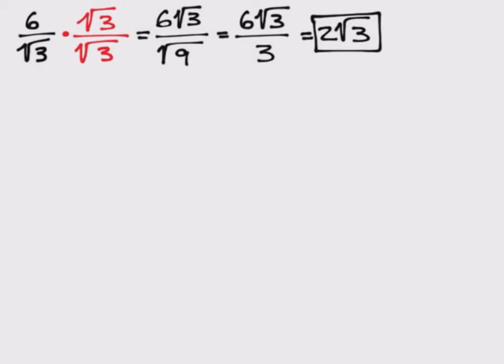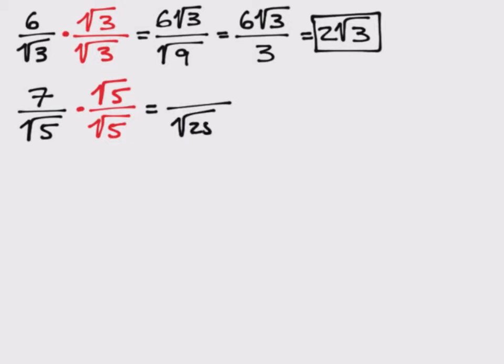Let's try another. How about 7 over the square root of 5? Alright, we'd much prefer to have a much more user-friendly denominator to this fraction. So we're going to need to multiply the numerator and denominator by the same number so that we somehow have a nice number in our denominator. Well, if we multiply the square root of 5 by the square root of 5, our denominator will become the square root of 25, which is 5.